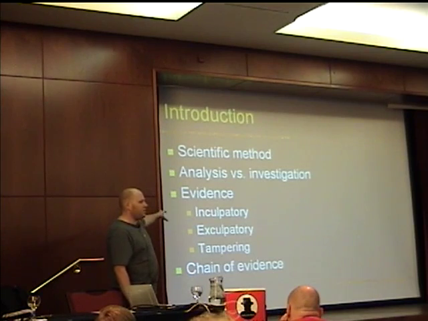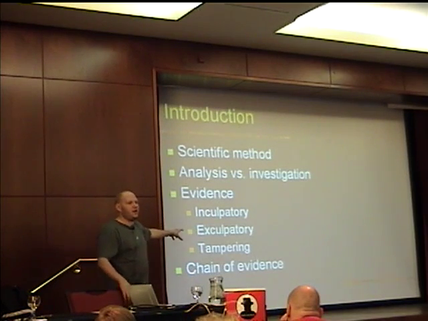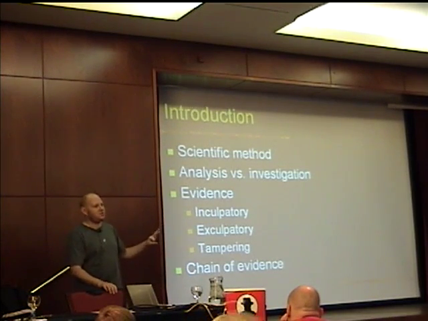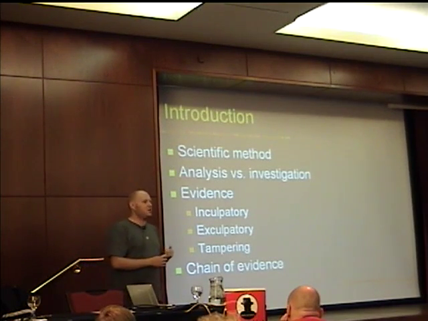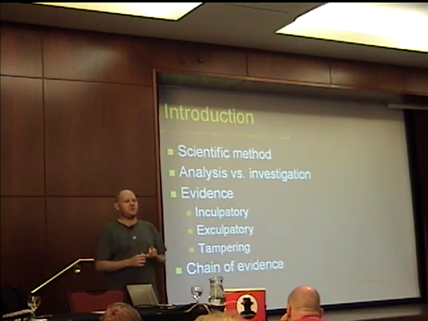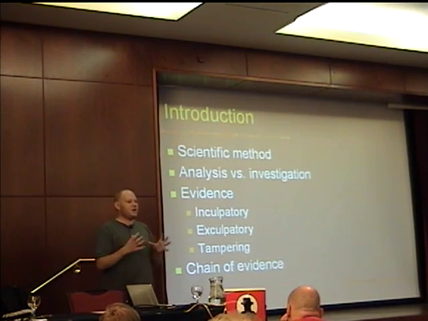When we talk about digital forensics, we're talking about getting evidence. And when we talk about evidence, there's three types. There's exculpatory, inculpatory, and tampering. Exculpatory means it excludes someone. Inculpatory means that it includes them. This is basically in terms of guilt.